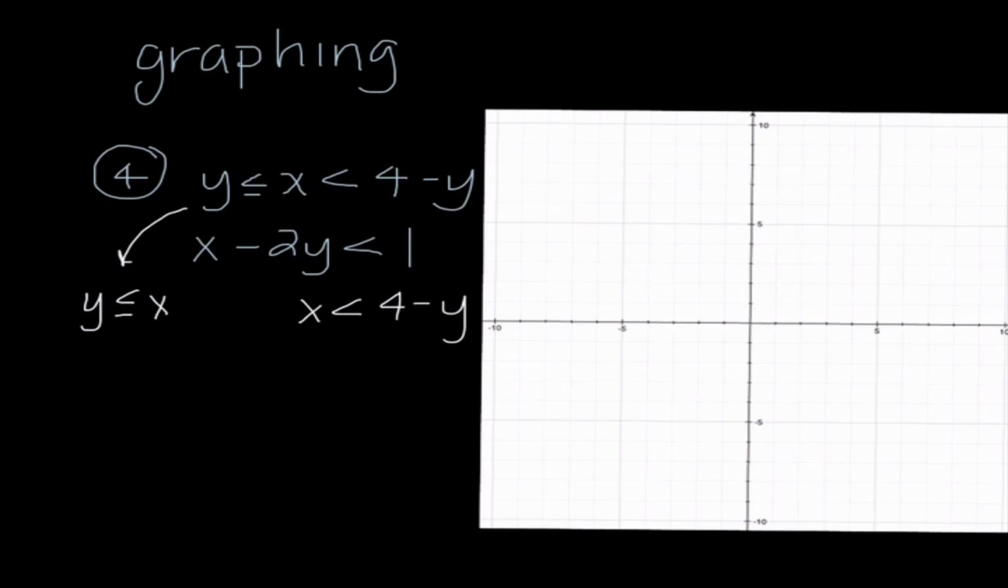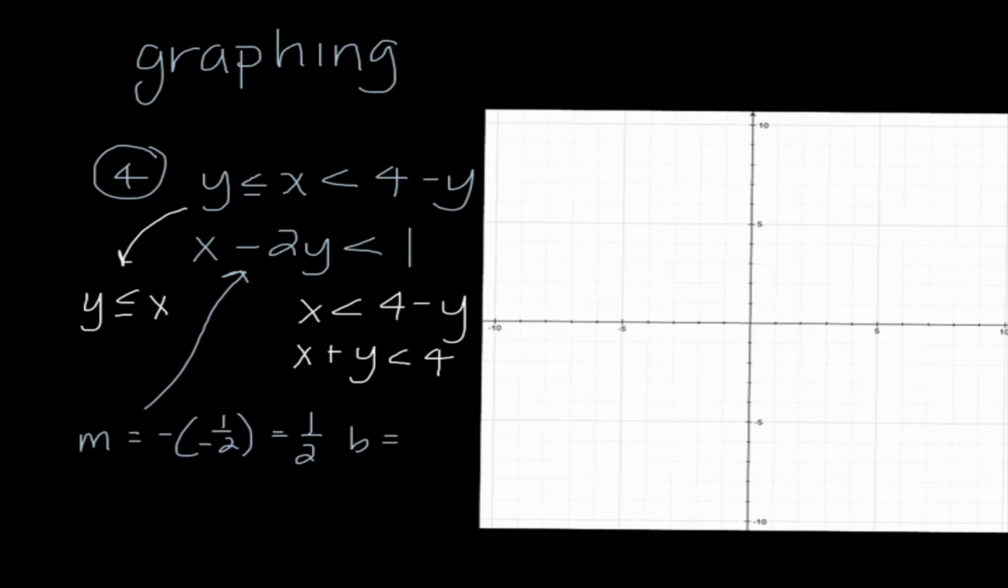I would probably rearrange this. I'm going to put x and y on the same side. There we go. Okay, so my first line here, which this one is pretty tough. Okay, so we're going to go with this line. My slope is the opposite of a over b, which is positive 1/2. My y-intercept is c over b, or negative 1/2.